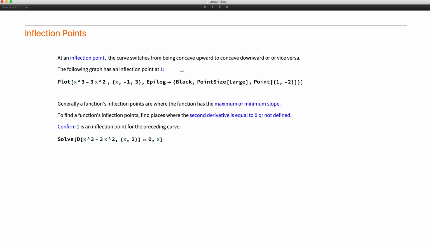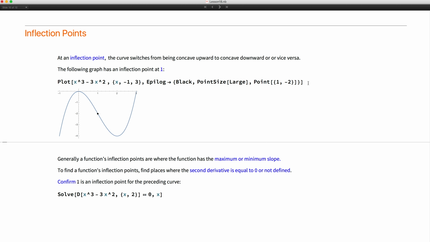Okay, so now on to inflection points, where you neither have concave upward or concave downward just at that point. So in fact, the curve will switch from being concave upward to being concave downward at an inflection point. So here's an example of such a function where you have an inflection point at 1 roughly. So you have concave downward over here and concave upward over there.